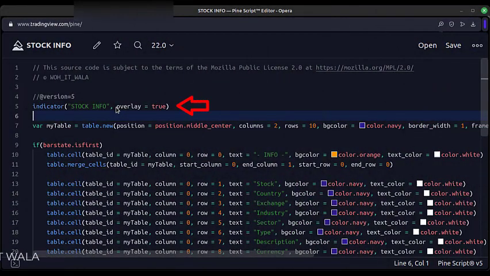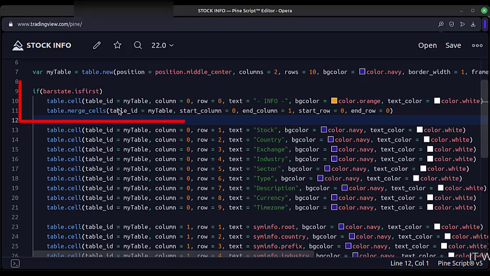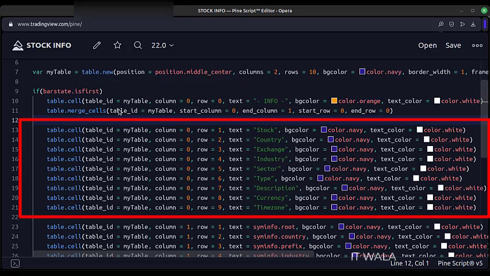Here we have an indicator function with the name stock info. Then we create a table where we would be showing our data. Here we show the title of the table. Then, we show various attribute names in a column, like stock name, the country to which the stock belongs, the exchange name where this stock is traded, the industry name to which this stock belongs, etc.